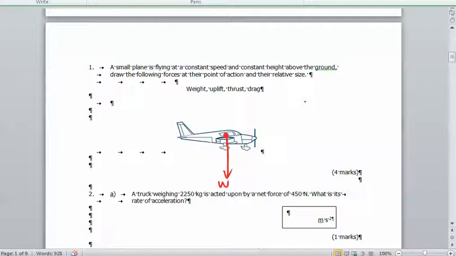Which way is thrust? Forward, left, right. We'll say thrust is forward, like that. Drag.